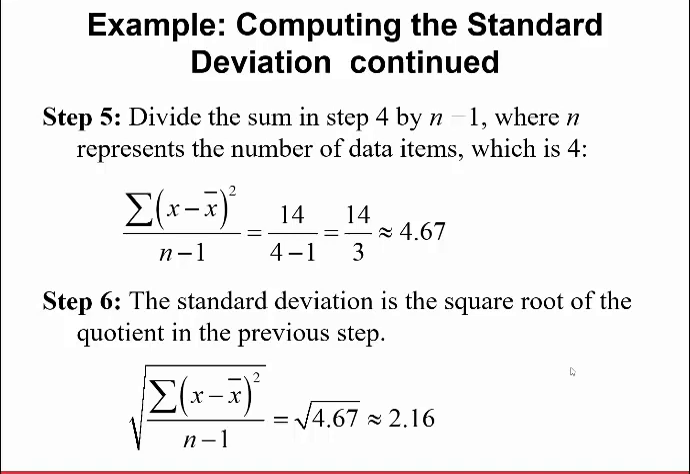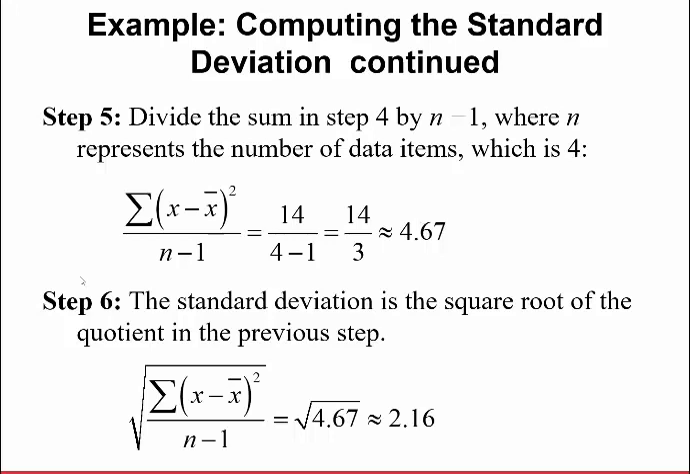Step 5 tells us to divide the sum that we just found by n minus 1, where n represents the number of data items, which is 4. So we take that 14 divided by 4 minus 1. All right, so 14 divided by 3 gets me 4.67.